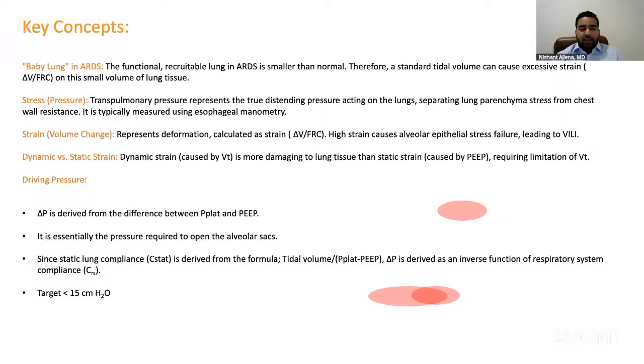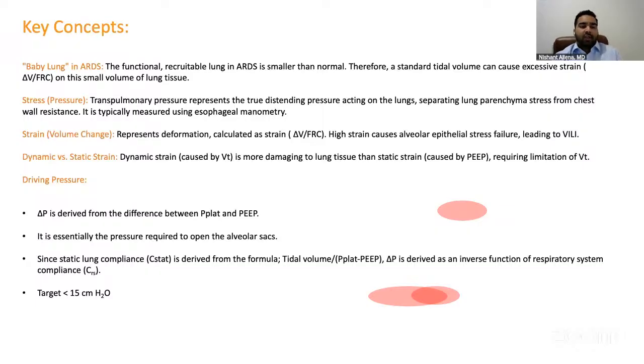Now, the stress is basically a representation of your pressure. The transpulmonary pressure represents the true distending pressure acting on the lungs, separating lung parenchymal stress from chest wall resistance. I'm going to go over each of these in the next slide with a balloon so that it's easier for you to understand. So these are just the definitions. If anybody is having difficulty understanding this concept right now, I'm going to clarify it in the next slide.